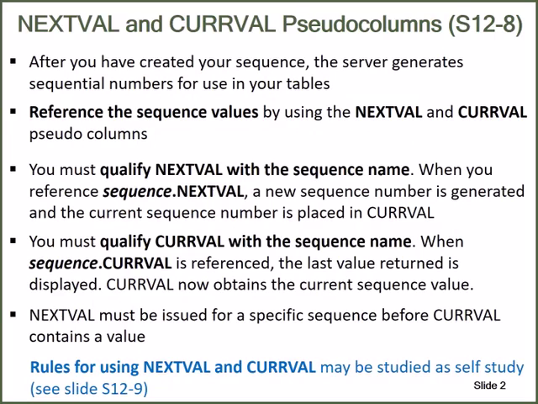After you've created your sequence, the server generates sequential numbers for use in your tables. Reference the sequence values by using the NEXTVAL and CURRVAL pseudocolumns. You must qualify NEXTVAL with the sequence name. When you reference the sequence name.NEXTVAL, a new sequence number is generated and the current sequence number is placed in the CURRVAL pseudocolumn. You must qualify CURRVAL with the sequence name. When the sequence name.CURRVAL is referenced, the last value returned is displayed.